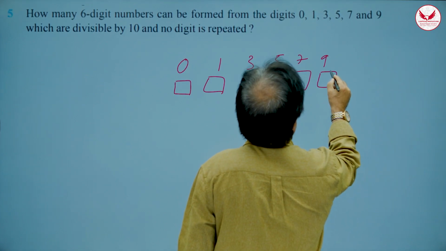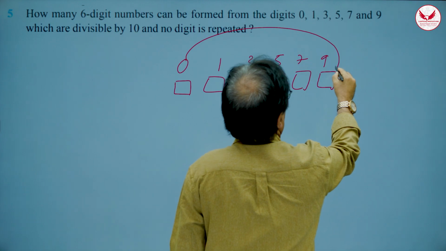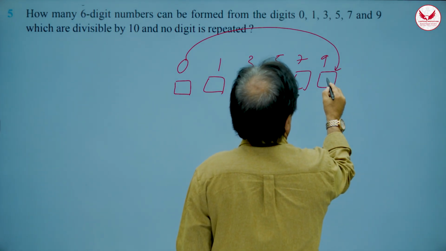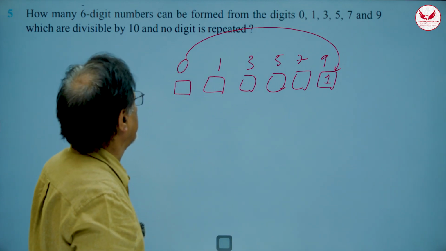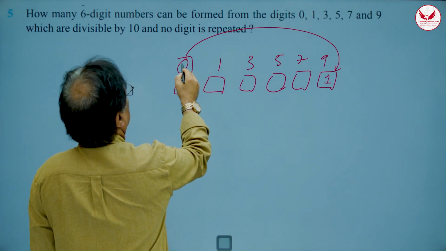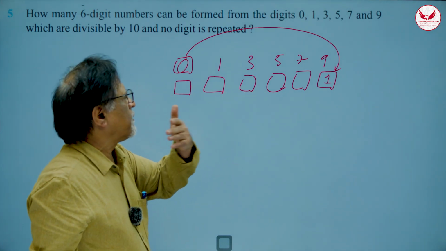So 0 must go here. So 0 is occupying this position. That means this position can be filled in only one way, because only 0 can go there. So 0 is out of question now; 0 is not in the race as far as the other positions are to be filled.